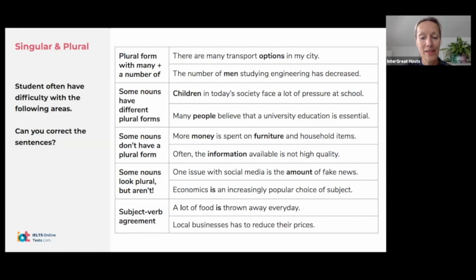Local businesses has to reduce their prices. Have, that's right. Okay, because it's plural. So as I said, it could be that some of these mistakes are quite easy mistakes. But it could be that you just don't notice when you're checking your work, right? So these are things to look out for. Okay, so I would make a note of these particular mistakes. And when you've written your essay, just check through. So when you're doing the practice for this essay, it will really help you to be aware of the kind of mistakes that you might be making.